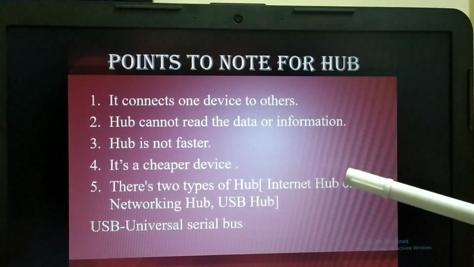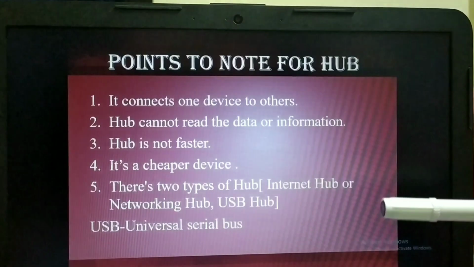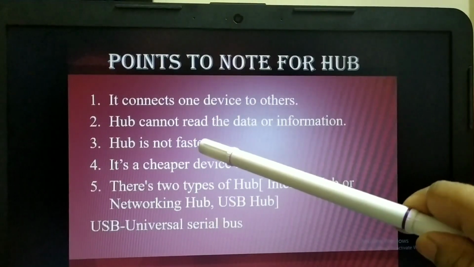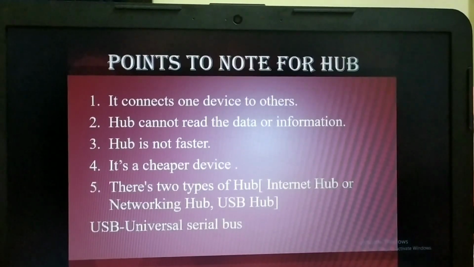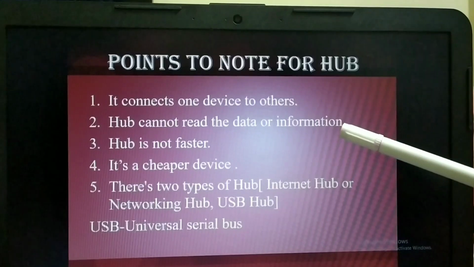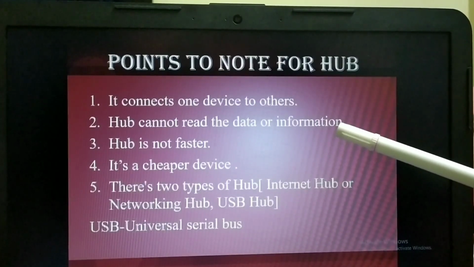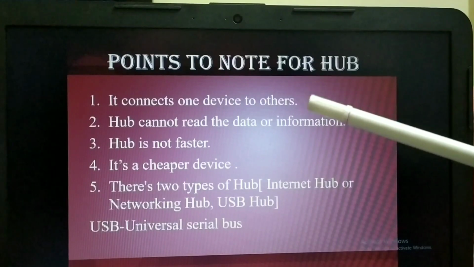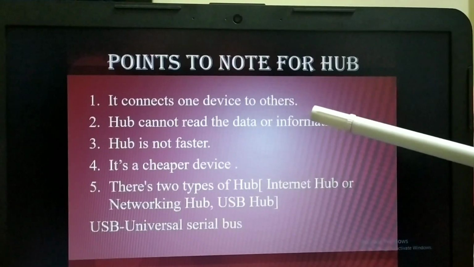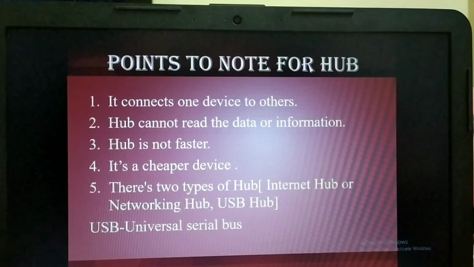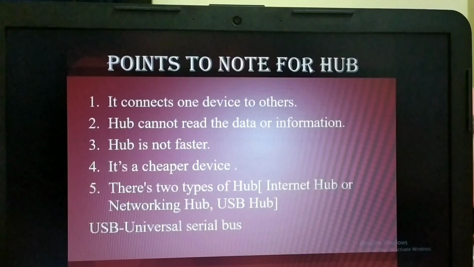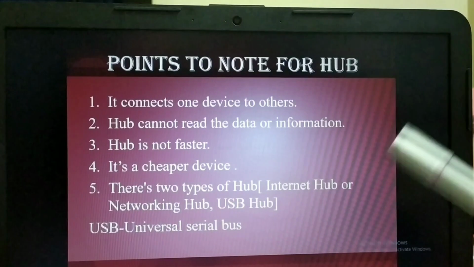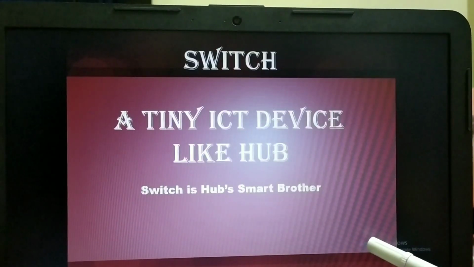So we can easily identify which are advantages and which are disadvantages. Suppose hub is not fast, it is obviously a disadvantage. It's cheaper, it is an advantage. Hub cannot read the data or information, that is a disadvantage. And because of this problem, as hub cannot read separate information, it cannot send to any specific computer also. That is also another disadvantage of hub. Now go for the next one, switch. What is switch?